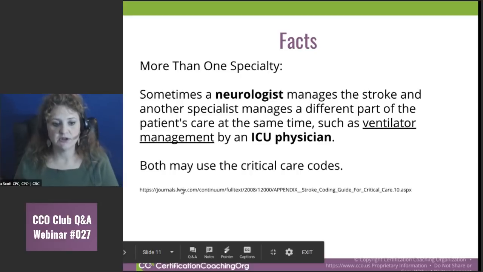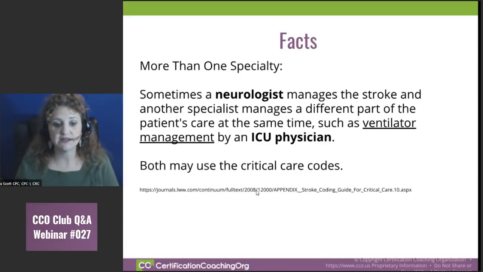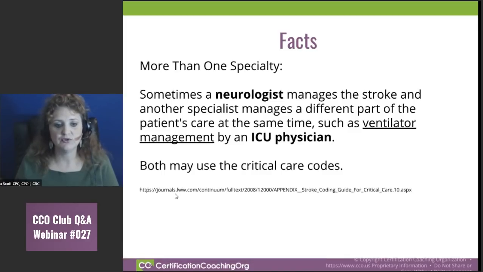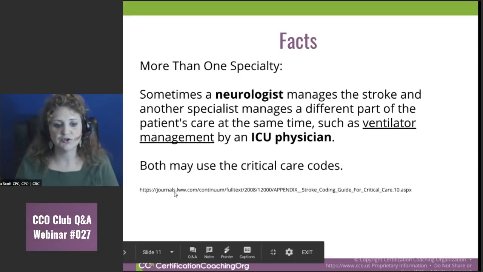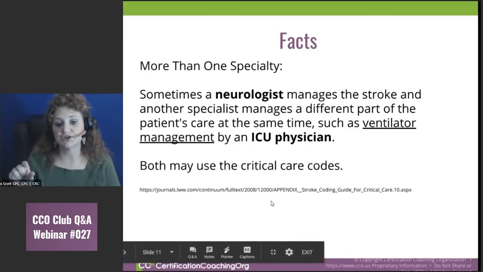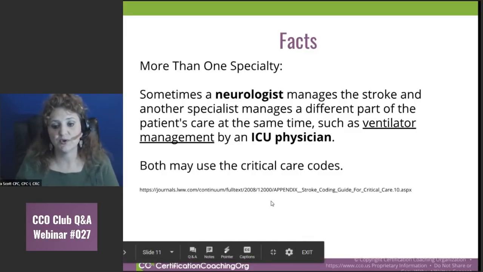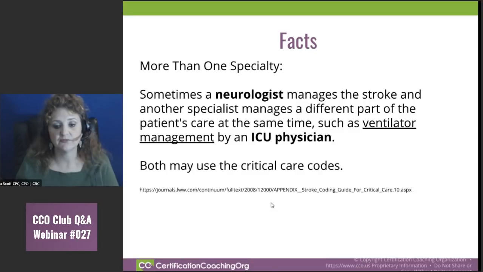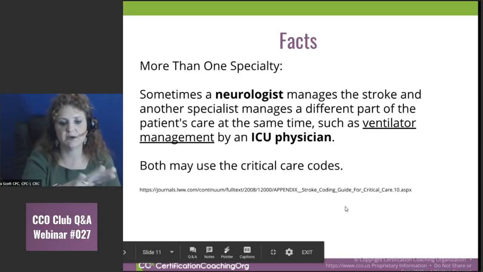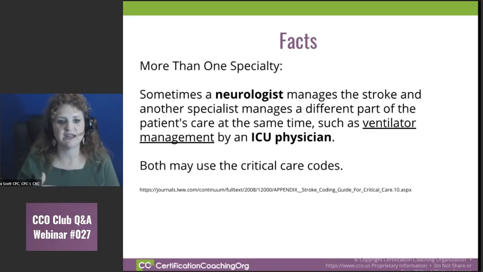Great article. I would like for you to make a note of this particular link and use that to go out. You can put in journals.lww.com and then probably just go to their search and put in stroke coding guide for critical care, or you could probably just put in critical care and it would come up for you. If it doesn't come up, we have the link at the end.